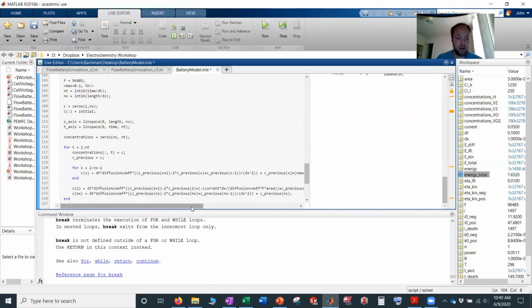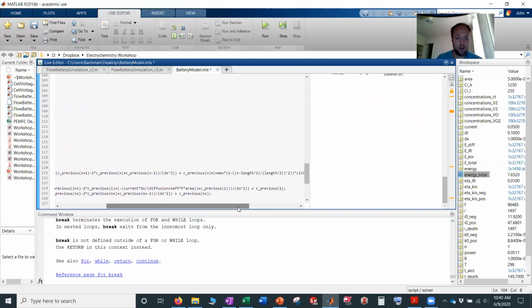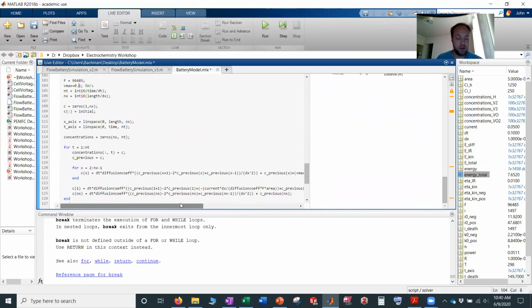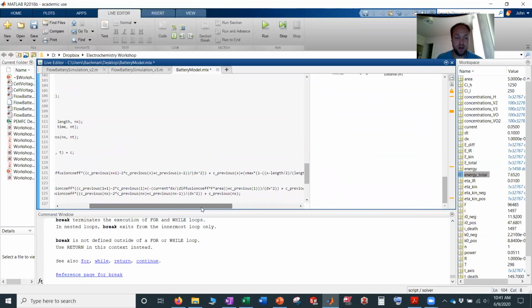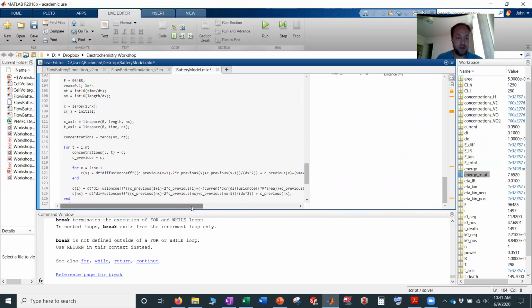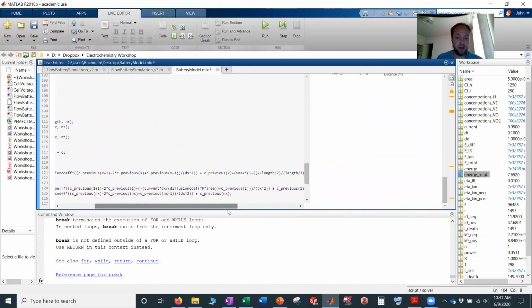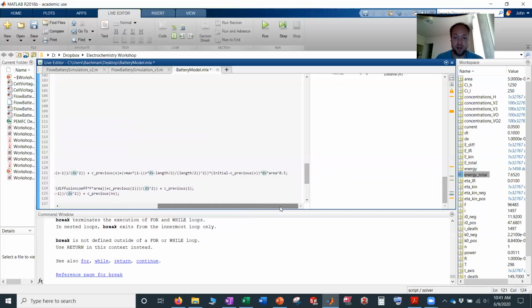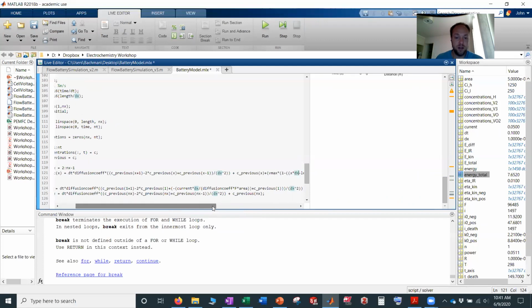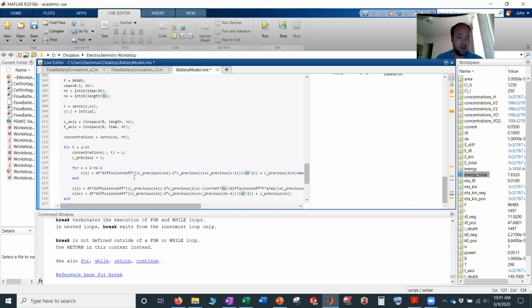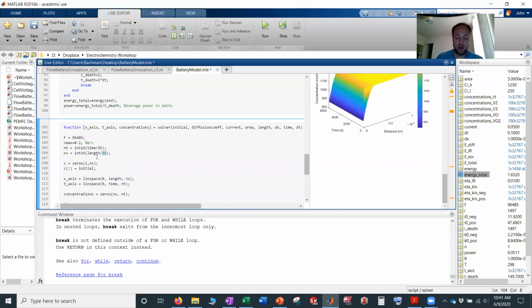So we have max x going to nx. Oh, I see the issue here. So this x needs to be times dx. So you have x times dx, because that turns it into a length. x is just a number between 1 and nx, so it doesn't make that much sense. So let's put this back to something smaller.